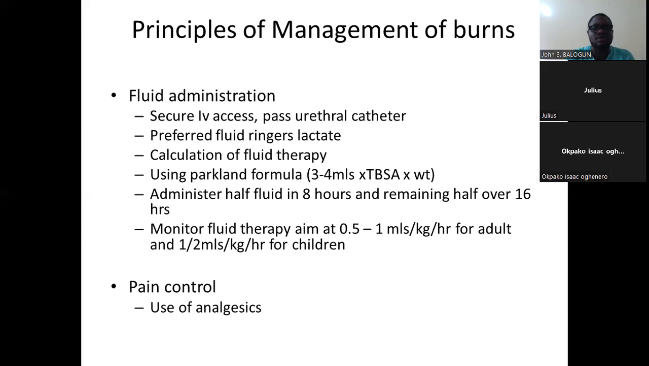Okay. So the next thing they will ask you is, how will you administer the fluid? Half of the fluid you calculated will have to be given over 8 hours. The remaining half you give over 16 hours. Are we communicating? So if, let's say, after calculating with that formula, you got 6 liters, you have to give 3 liters over 8 hours, and then the remaining 3 liters over 16 hours.